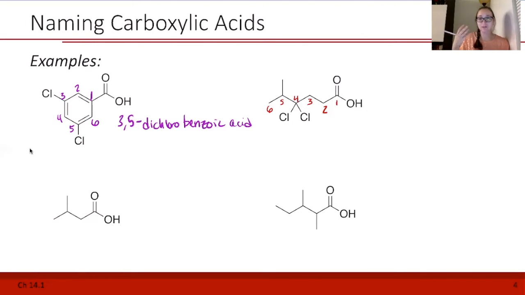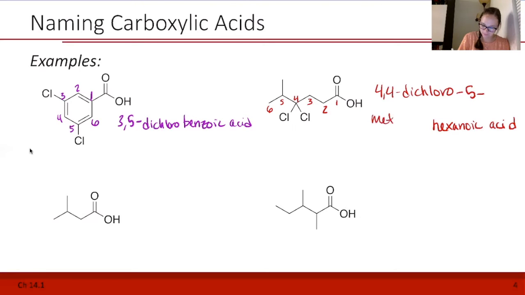So the base chain, when I have 6 carbons, would be hexane. Then we'd switch it to oic acid. So hexanoic acid. Hexanoic acid, and then we're going to label and add our substituents. So we have chlorines and a methyl. Chloro comes first in the alphabet. So I'm going to say 4,4-dichloro, 5-methylhexanoic acid is my final name.